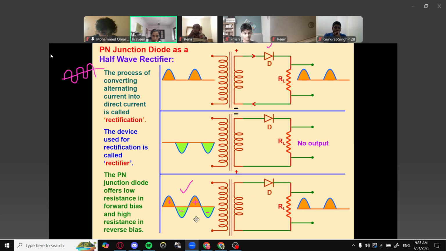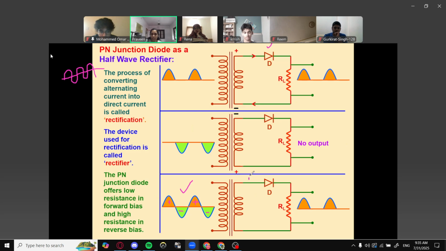So look at this one. The positive half cycle is denoted by the yellow part and the negative cycle is denoted by the green part. So the positive cycle and negative cycle will be given to the diode. And the diode, see how it is connected. This is the P side and this is the N side.